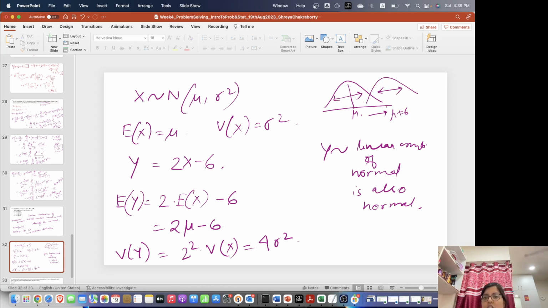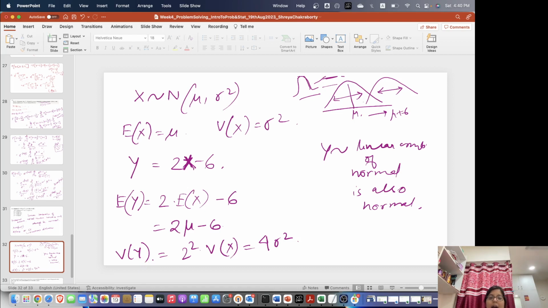So the spread is not changing when we shift the mu or shift the distribution either to our right or to our left, but the variance or spread will change if we multiply x with something. If it becomes too steep, then the variance will change, or if it becomes too flat, then also the spread is going to change. That will happen when we have some coefficient of x other than 1.